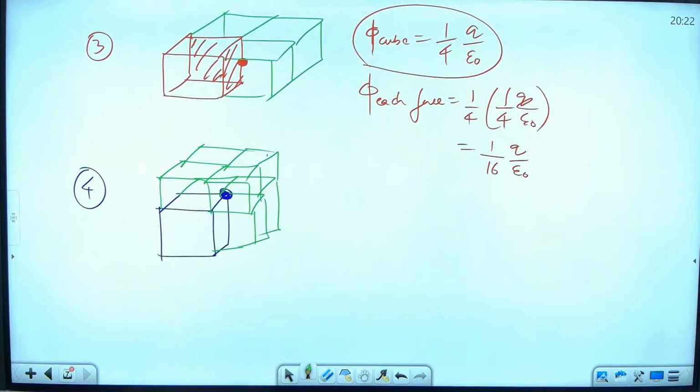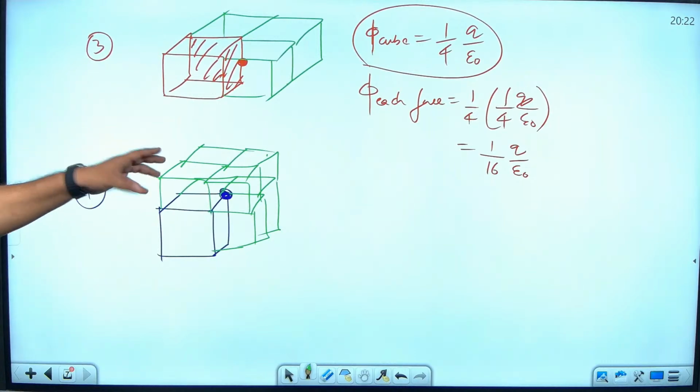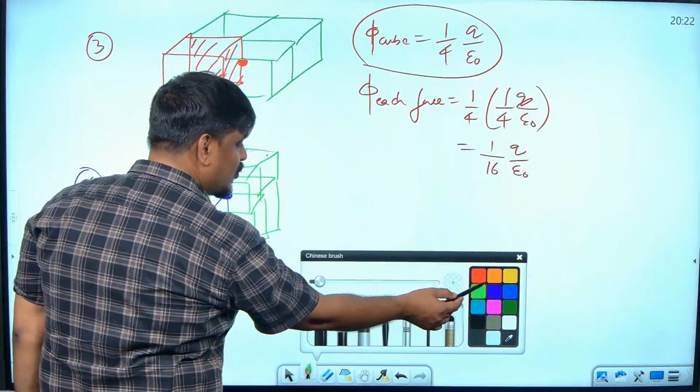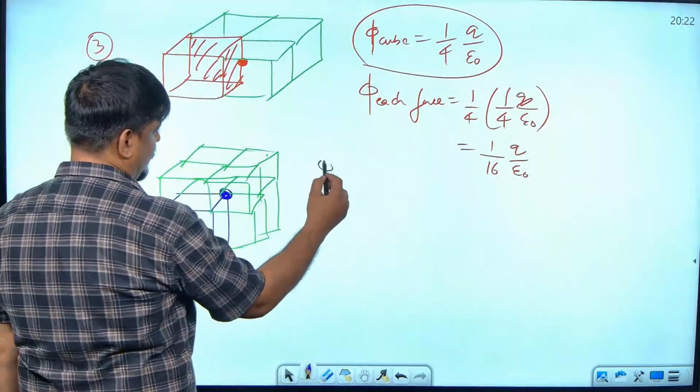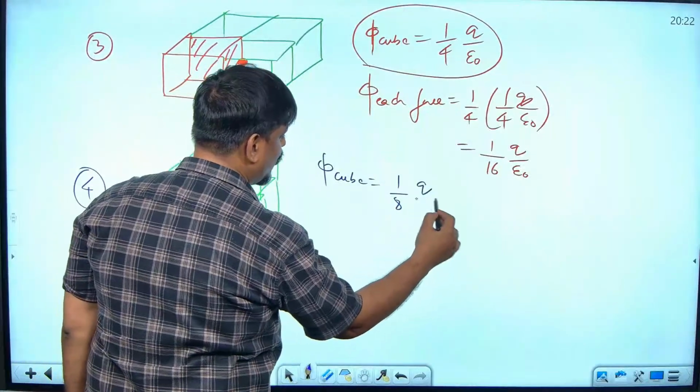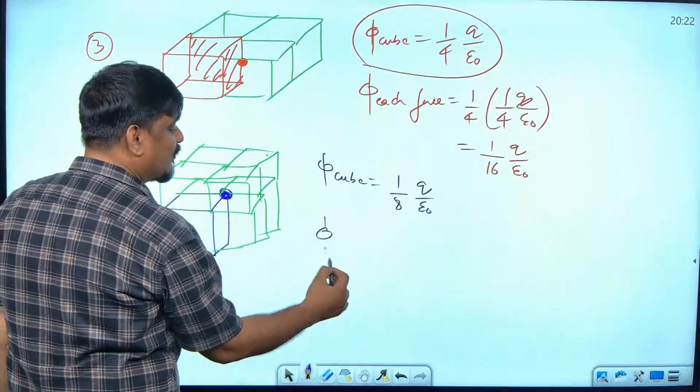Now all these 8 cubes together make it symmetric. So what is the electric flux through each cube? Very good. Flux through each cube will become 1 by 8 times of q by epsilon naught. And what is the flux through each face?